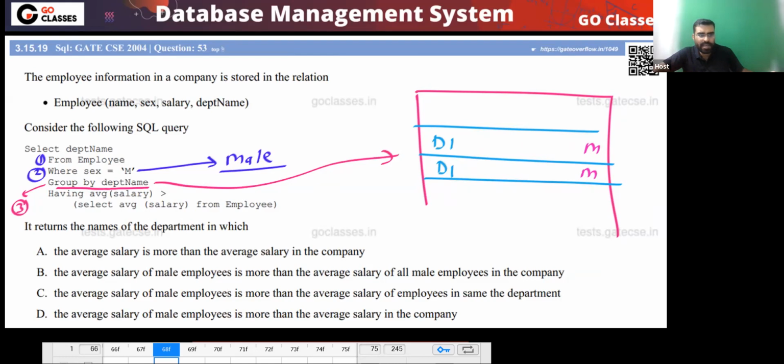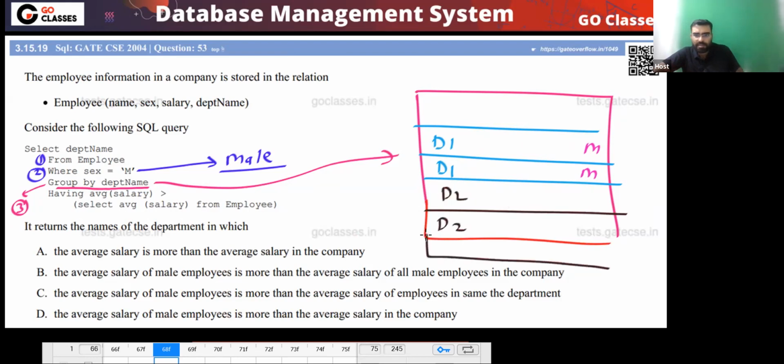So like this, a virtual partition will happen. Yes or no? A virtual partition will happen, like D2, maybe another D2, male. So like this a virtual partition will happen when you do this group by.